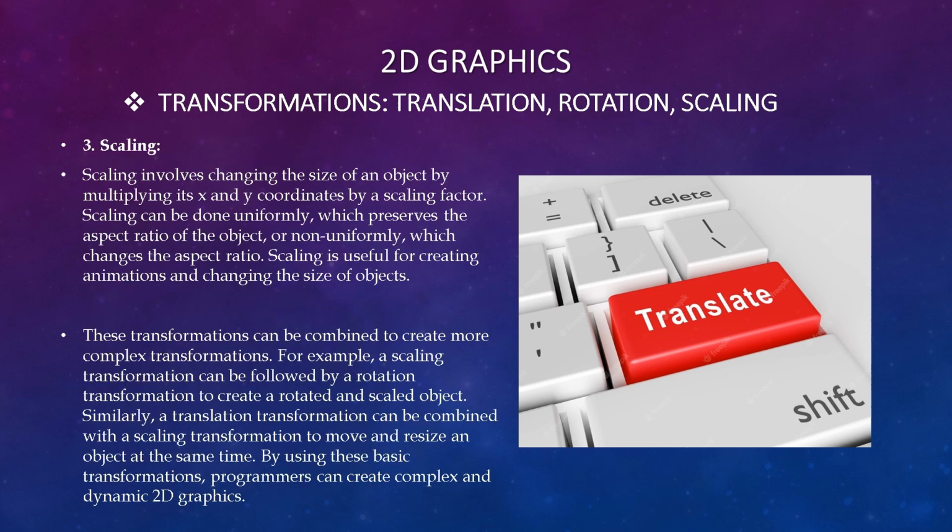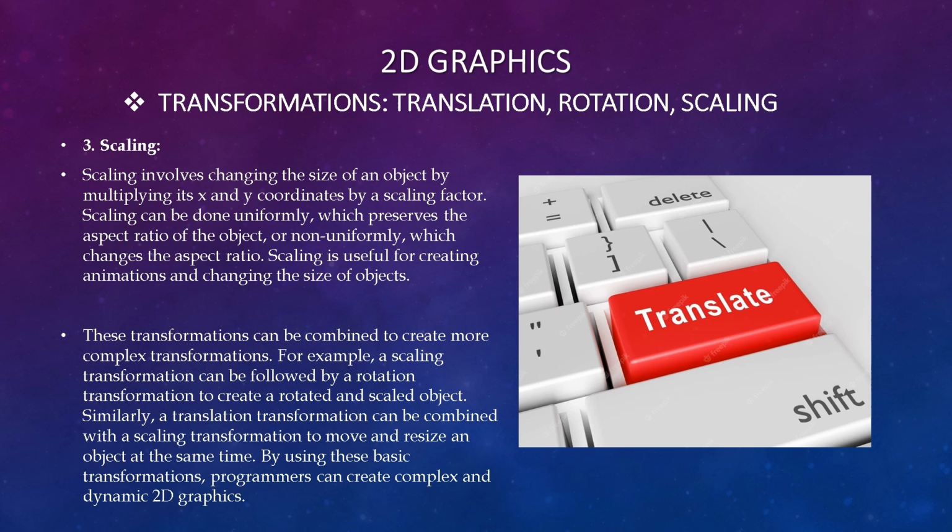3. Scaling. Scaling involves changing the size of an object by multiplying its x and y coordinates by a scaling factor. Scaling can be done uniformly, which preserves the aspect ratio of the object, or non-uniformly, which changes the aspect ratio. Scaling is useful for creating animations and changing the size of objects.